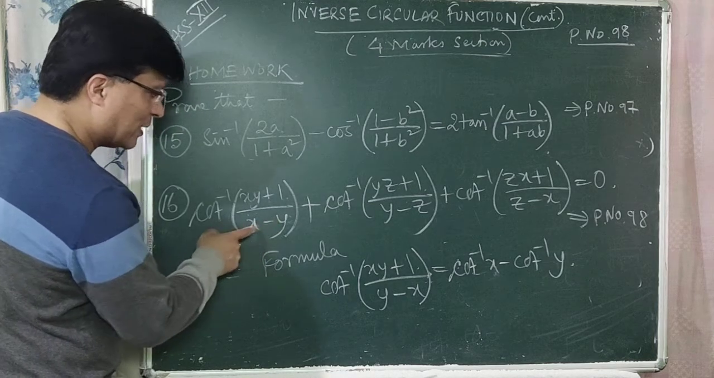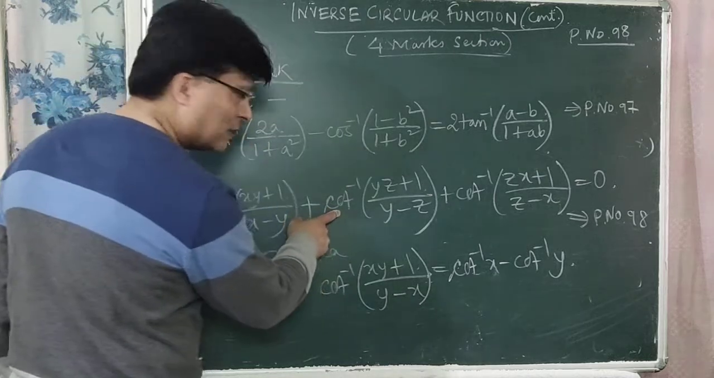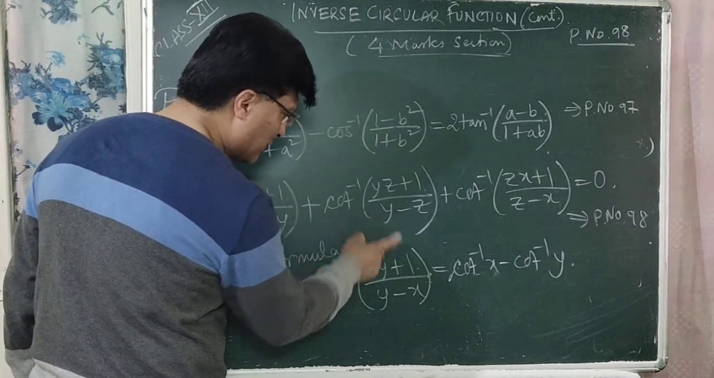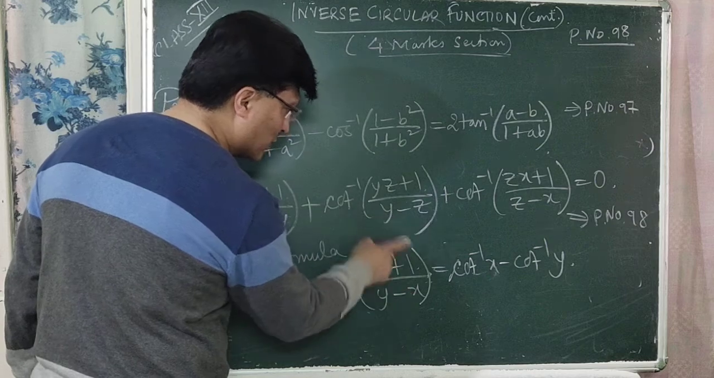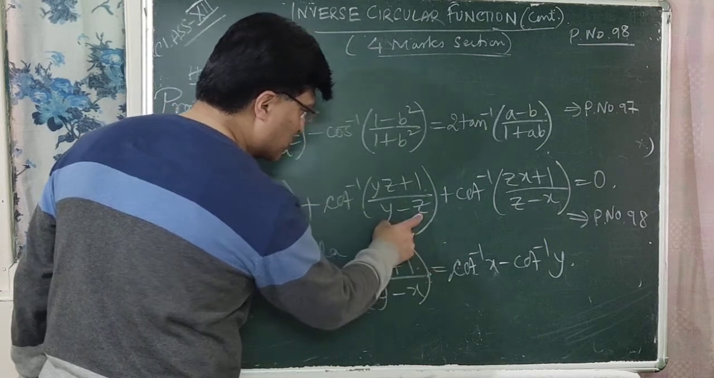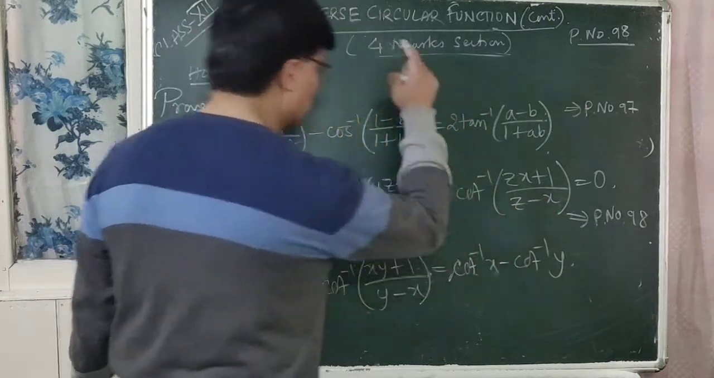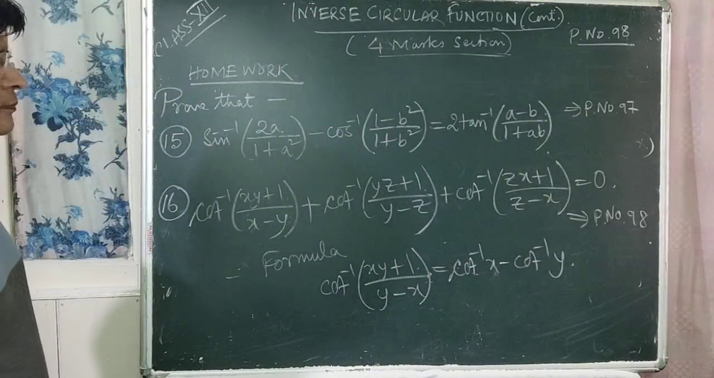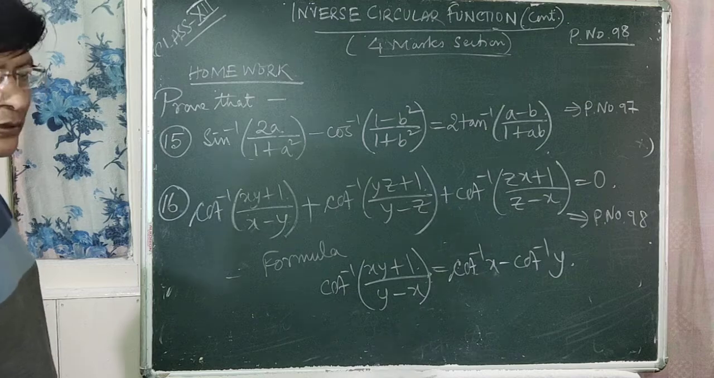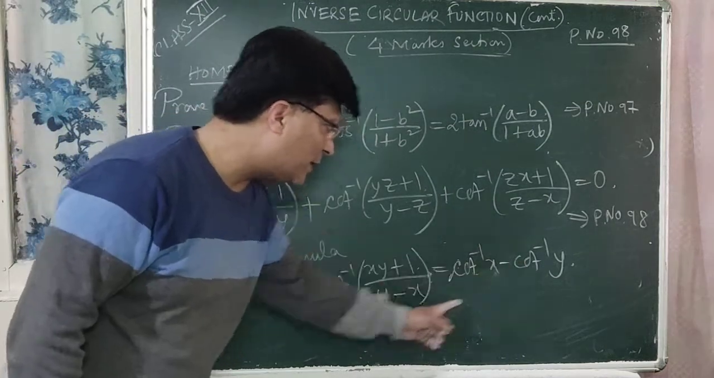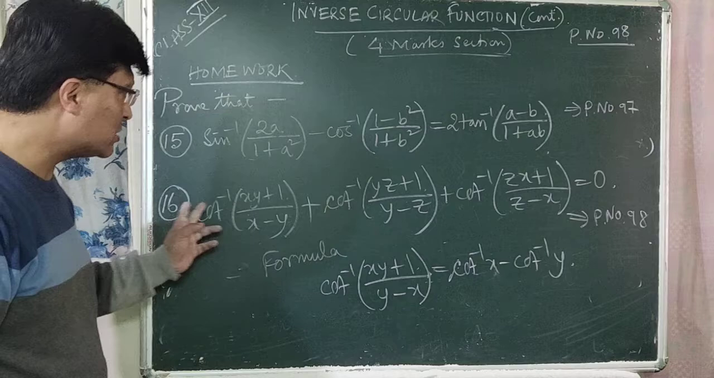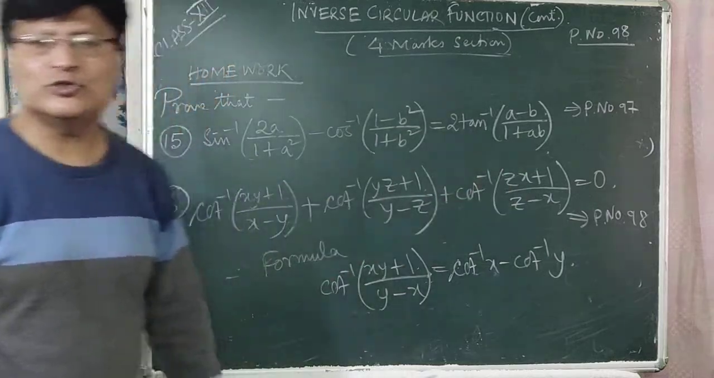Cot inverse y minus cot inverse x. This one, you can use this formula. Instead of y, there is y. Instead of z, there is x. What is the formula? That means cot inverse z minus cot inverse y. This is cot inverse x minus cot inverse z. Is that clear? So you can use this formula in order to prove number 16, that the left hand side is equal to 0.